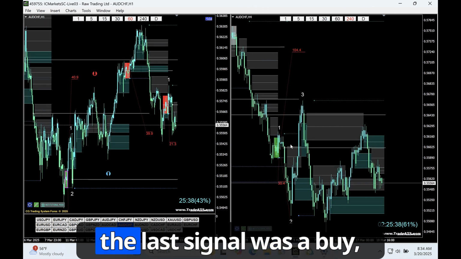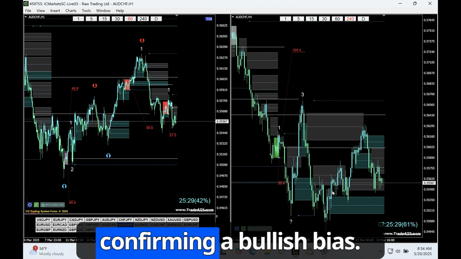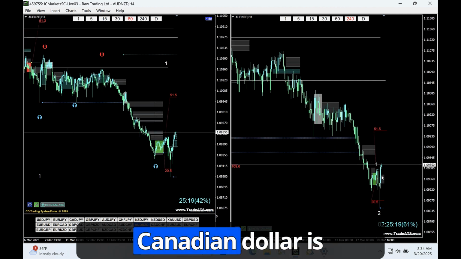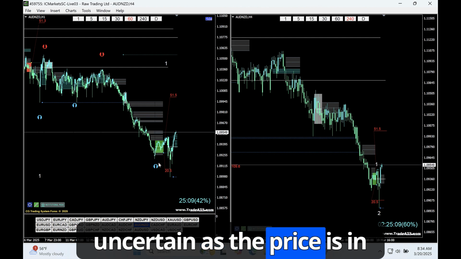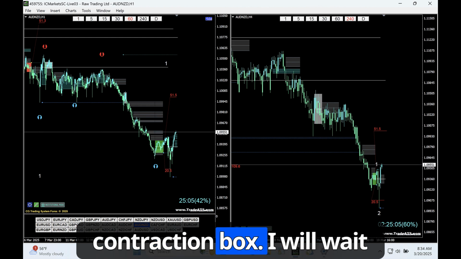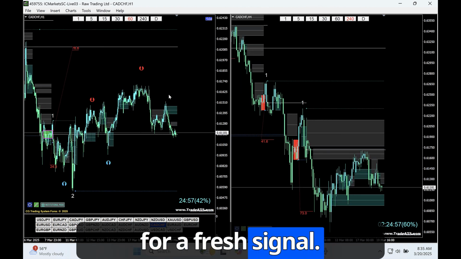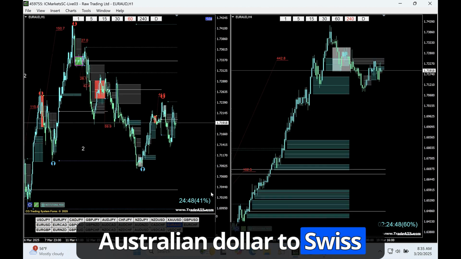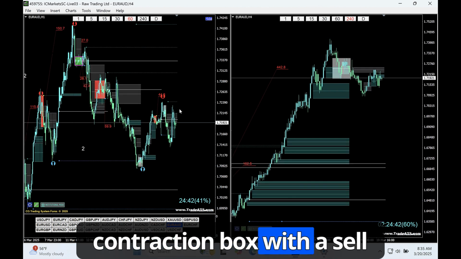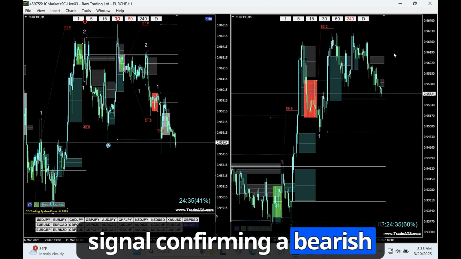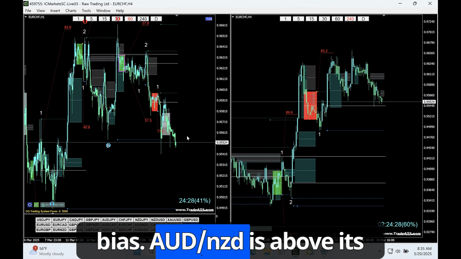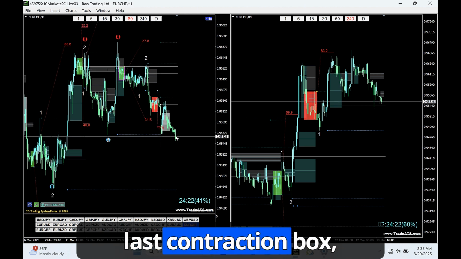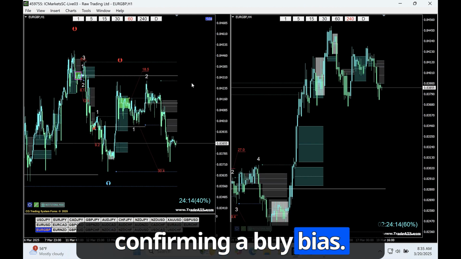GBP/NZD recently broke upward, and the last signal was a buy, confirming a bullish bias. Australian dollar to Canadian dollar is uncertain, as the price is in the middle of the contraction box. I will wait for a fresh signal. Australian dollar to Swiss franc is below its contraction box with a sell signal, confirming a bearish bias. AUD/NZD is above its last contraction box, confirming a buy bias.